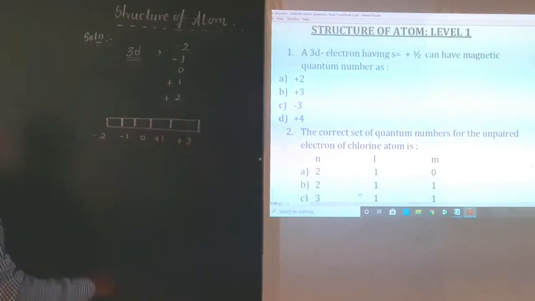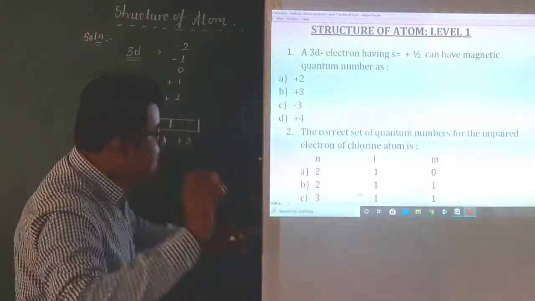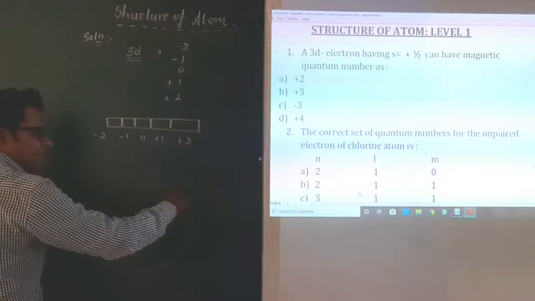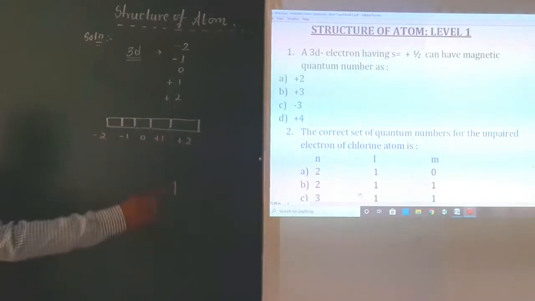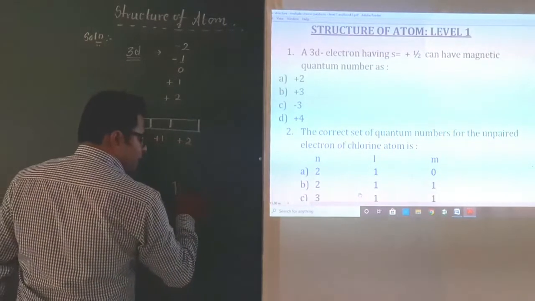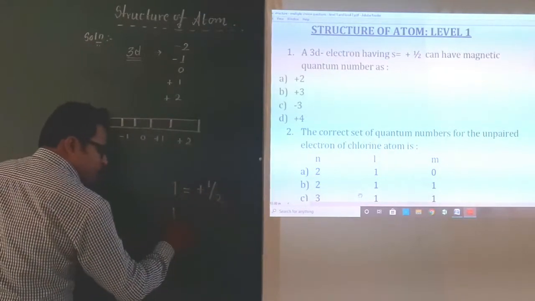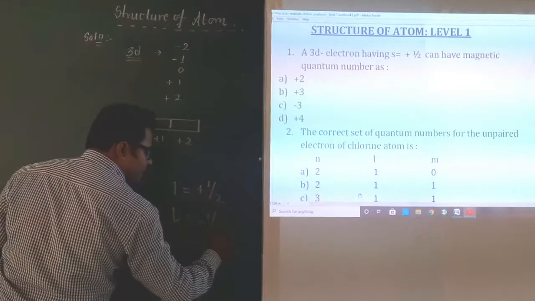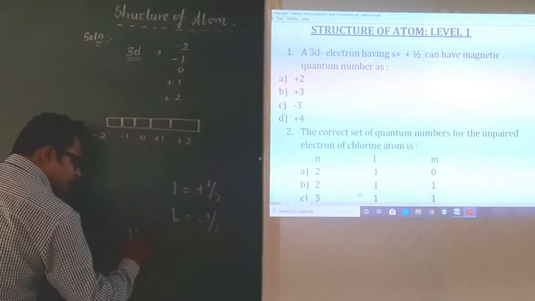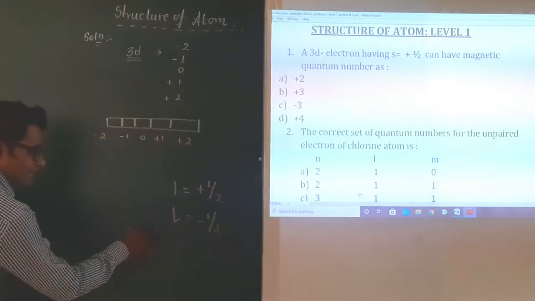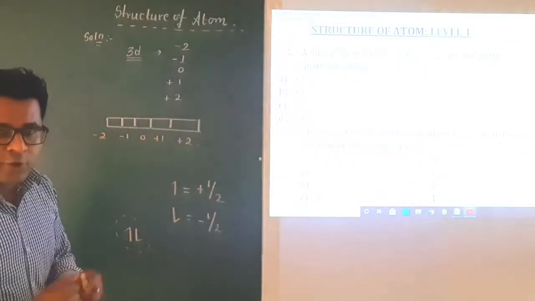Okay, now they are asking about a 3d electron having plus half. Remember this, plus half means it is of only one particular spin, an upward arrow. An unpaired electron is going to be plus half. Of course, a downward arrow is going to be minus half. And if it is in a condition like this, we call it a paired electron.